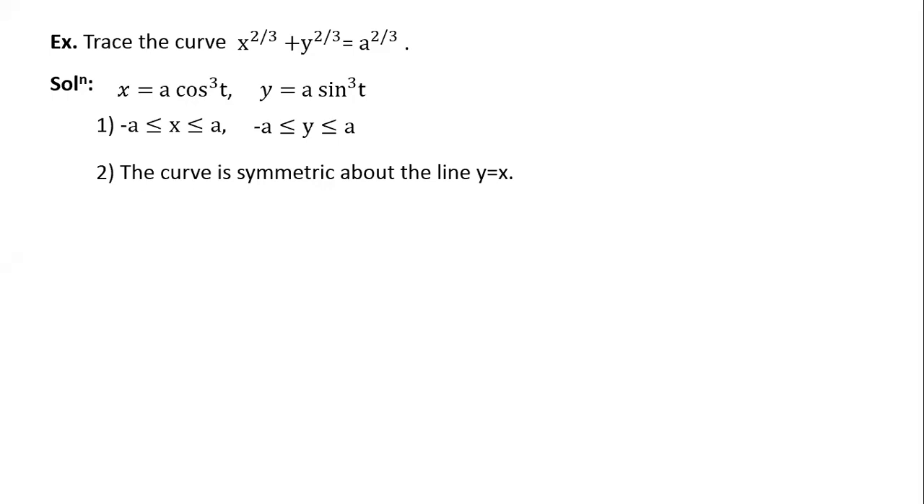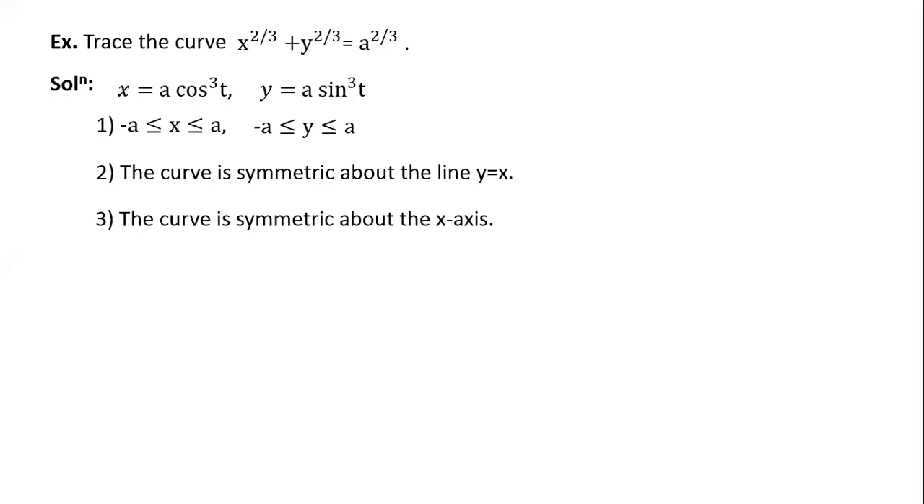New equation will be y to the power 2 by 3 plus x to the power 2 by 3 is equal to a to the power 2 by 3. Exactly the same, and so we can say that the curve is symmetric about the line y is equal to x. And after that, let us use again the parametric equations.